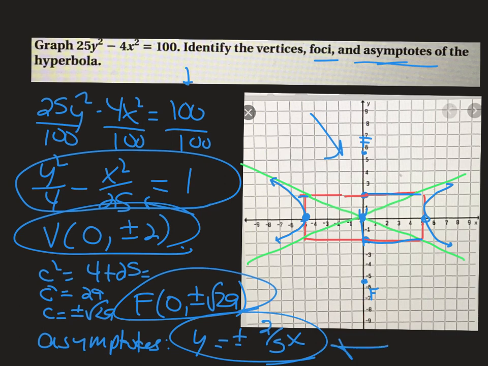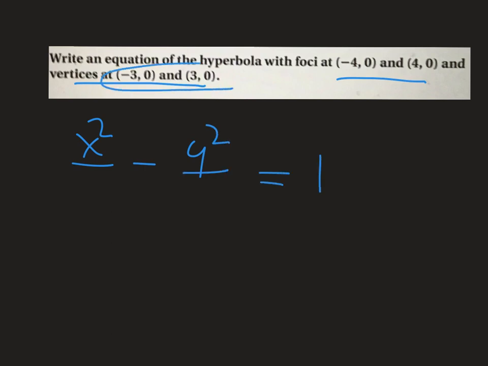Okay, now the next slide we're going to do all this backwards. This one says write an equation of the hyperbola with these foci and the vertices at -3 and +3. Now one thing I know already, I'm going to go ahead and put my x squared over something, minus y squared over something, equals 1. Because the vertices are the x coordinates, that means the x is the transverse axis, which is why I put the x first, by the way.